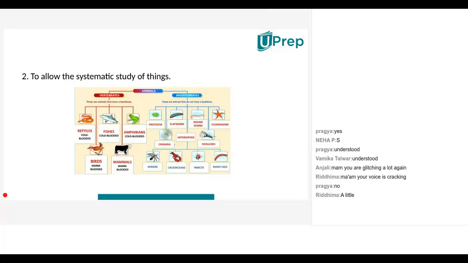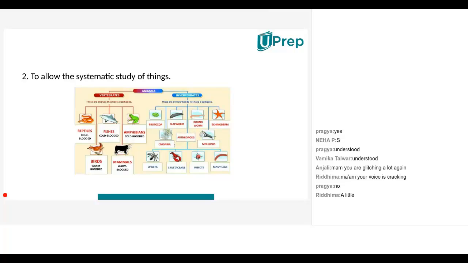Any doubts? No, ma'am. One is that classification is easy to organize the things in an easy way to get them again and again. It is very easy if we go with classification or sorting the things. And the second is to allow the systematic study of things. If we observe around us, we'll see that so many things around us are non-living. So we know there is mutual development of non-living and living things.